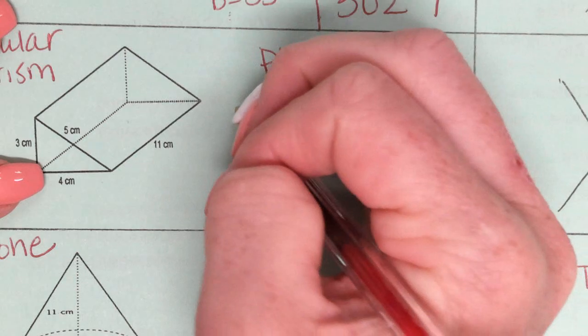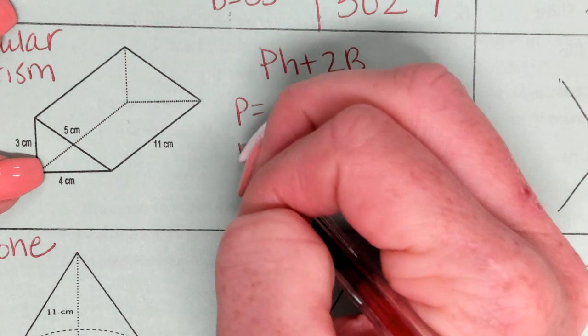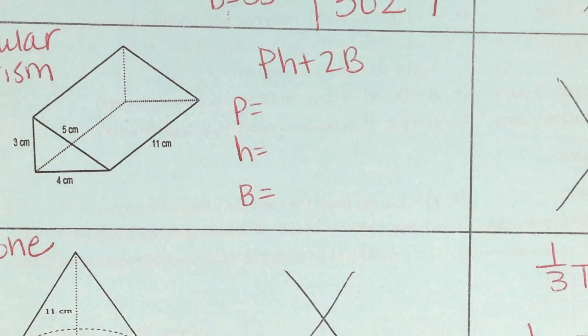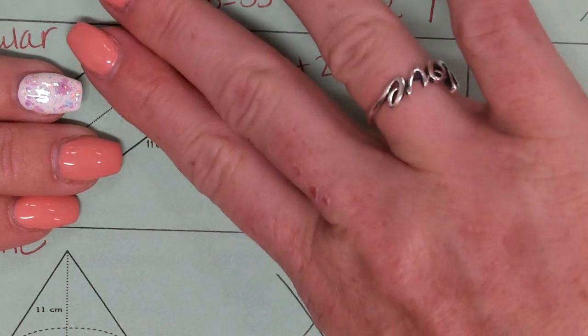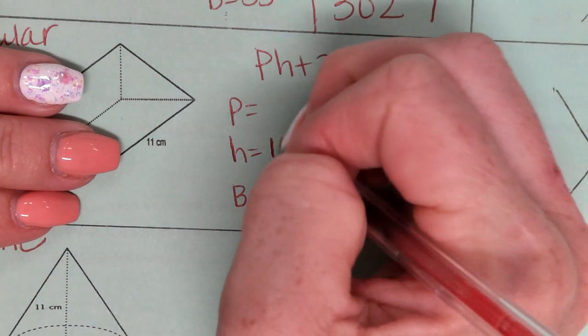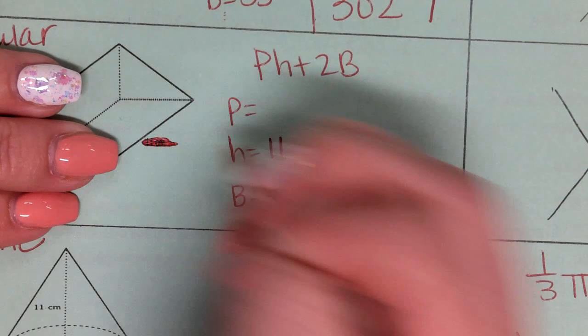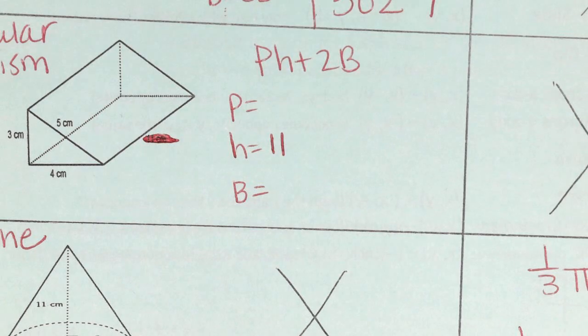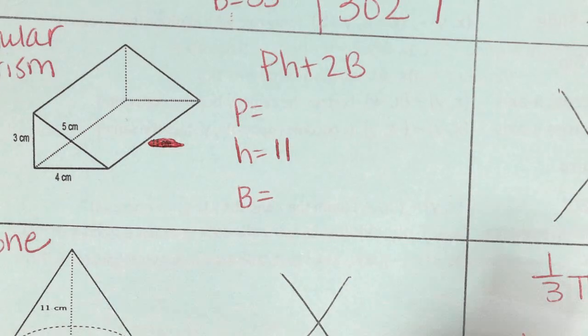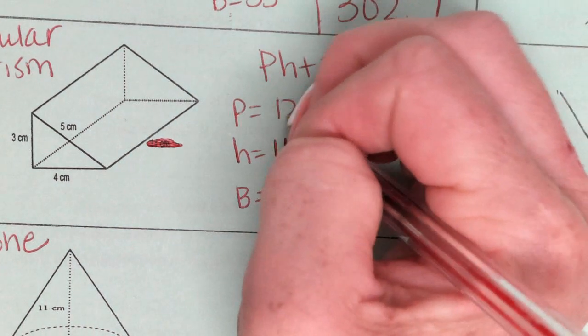So what do I need? A P, an H, and a B. How did I tell y'all to find the H? Cover up the triangles. What are you left with? That's your height. Once you write it down, what do you do? Mark it out. How do you find the perimeter of a triangle? So 5 plus 4 plus 3. 12, right?